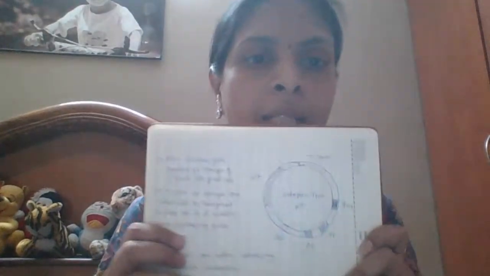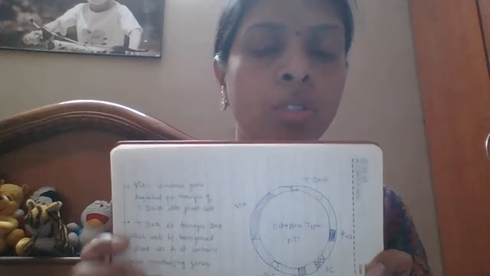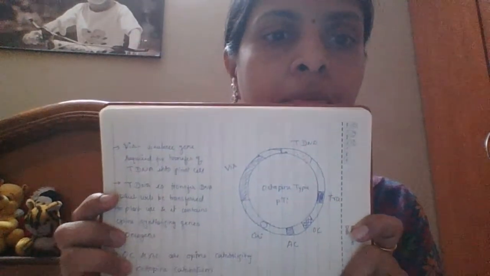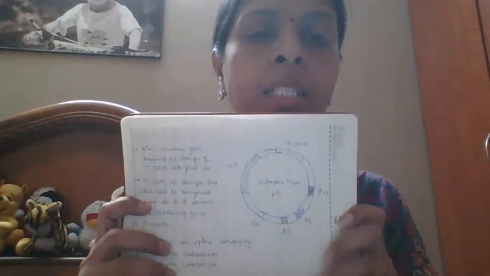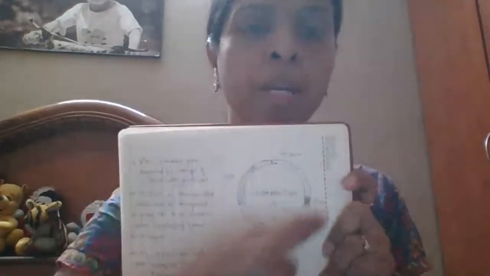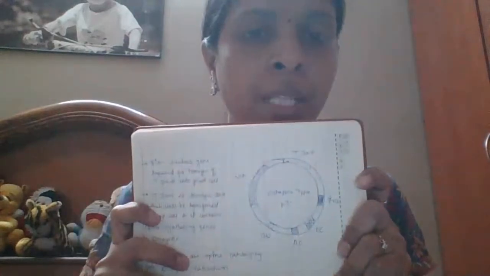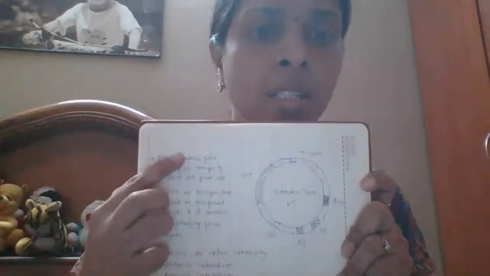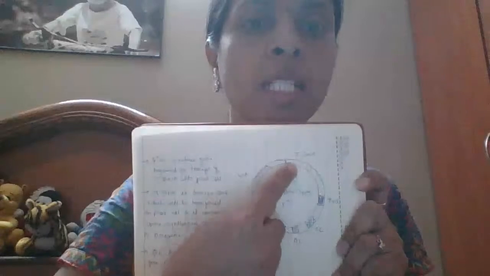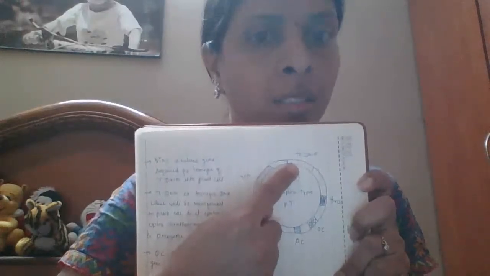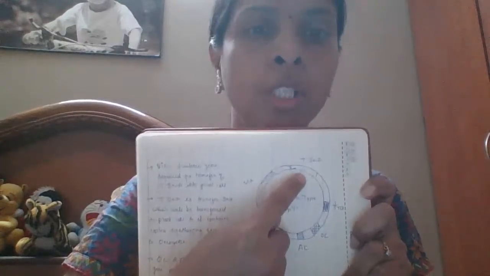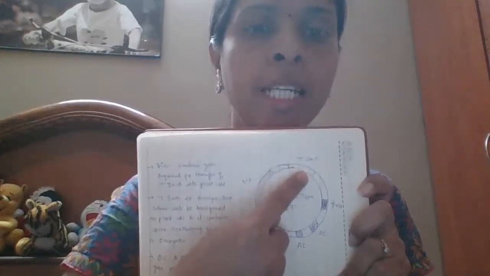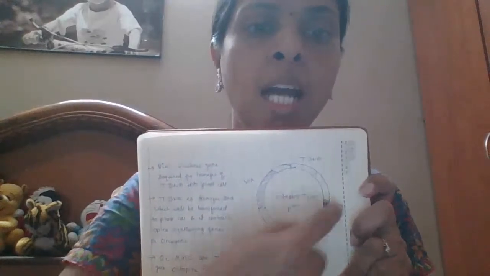Now, if we see the structure of this plasmid, I hope you are able to see it. It is a circular plasmid, a huge megaplasmid. This plasmid contains different regions. So what are the different regions? One is the tDNA, which is responsible for transfer of the oncogene property to the plant cell. Then there are certain other regions.